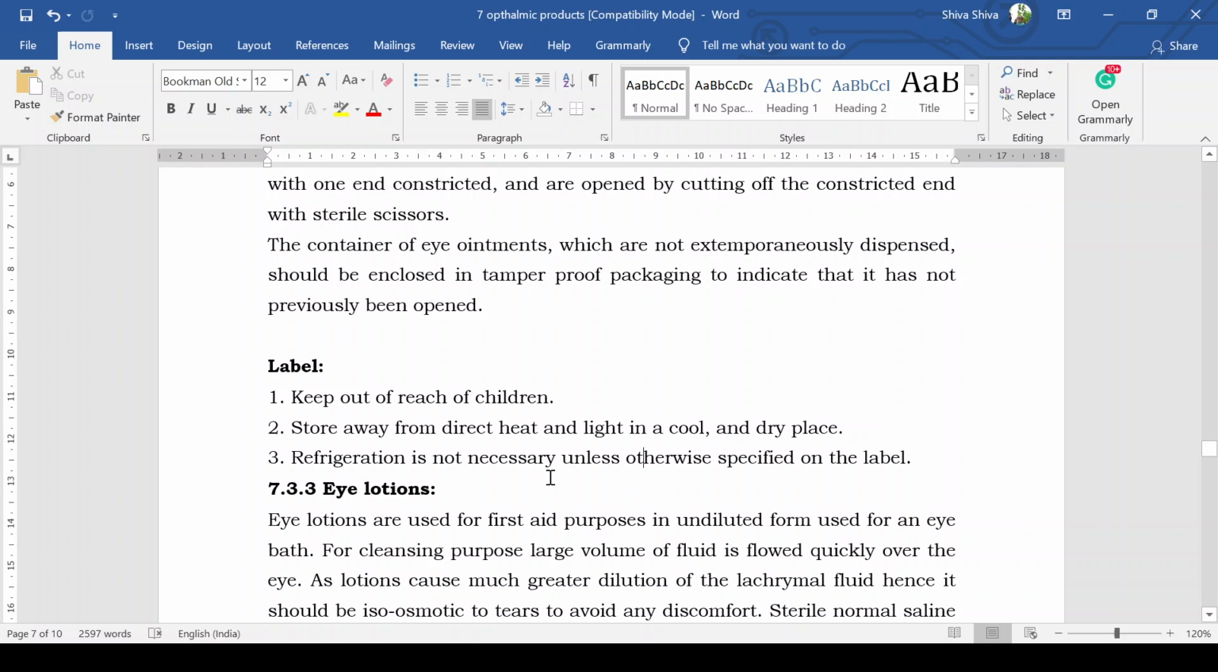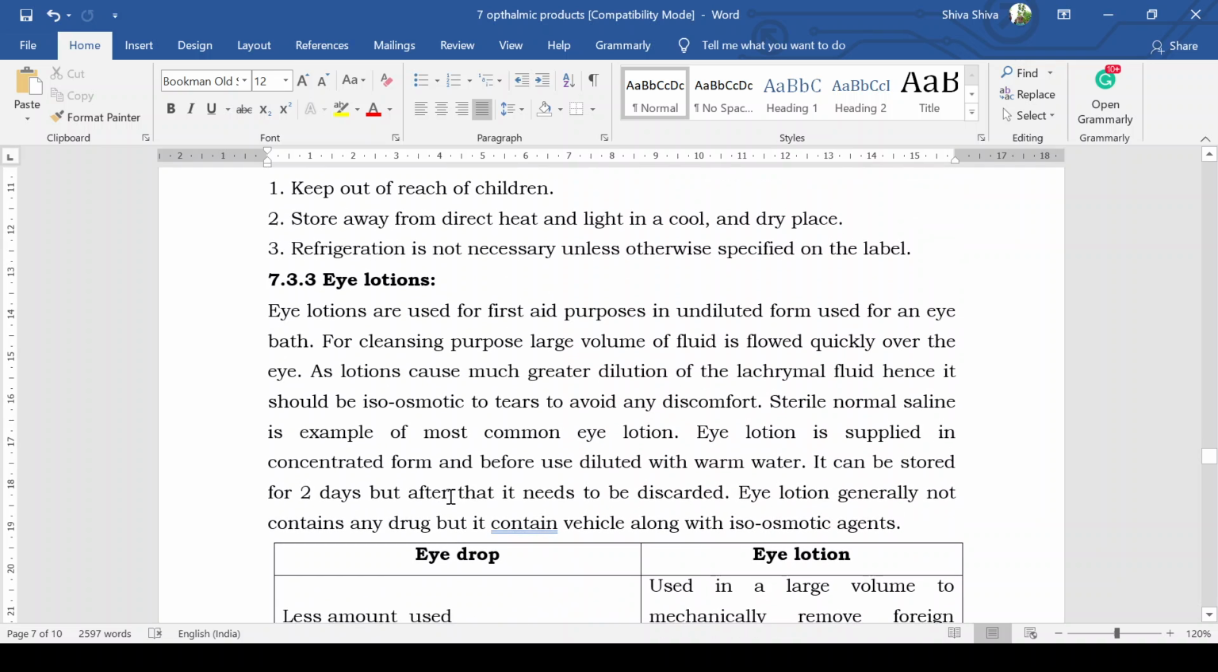Refrigeration is not necessary unless otherwise specified on the label. Then eye lotions. Eye lotions are used for first aid purposes in undiluted form, used for an eye bath. So whenever there is any kind of injury to the eye, eye lotions are used for washing purposes. For cleansing purposes, a large volume of fluid is flowed quickly over the eye.